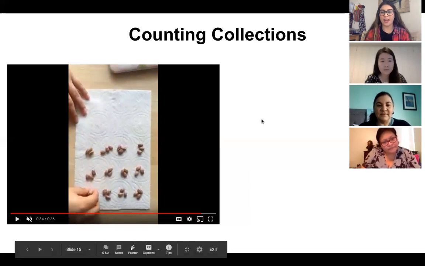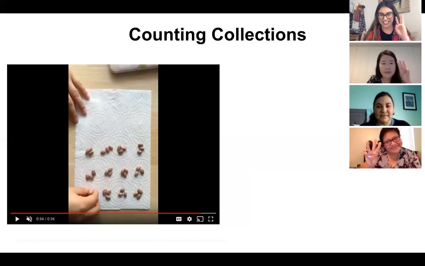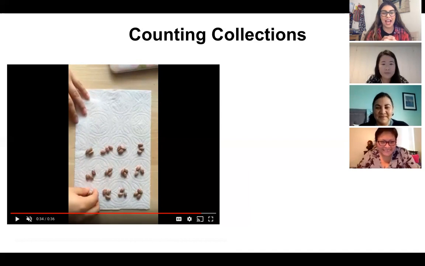So how did I group this collection? I see 3s. Yes, I grouped them in groups of 3s. How many groups do I have in my collection?